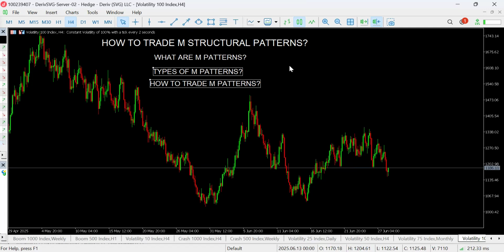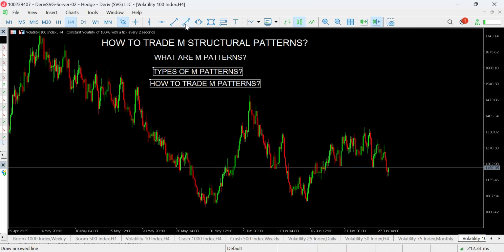So the best places to find M patterns are usually when the market has gone up for a very long time and is about to reverse to the downward side, or when it is already in a downward trend and continuing in that downward trend. So we're likely to find a lot of M patterns.